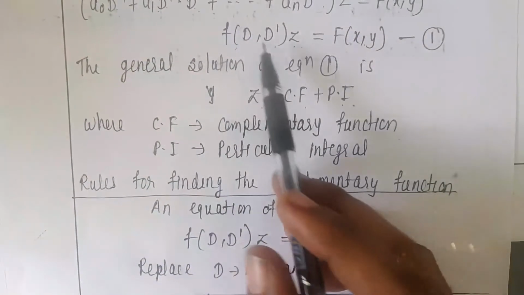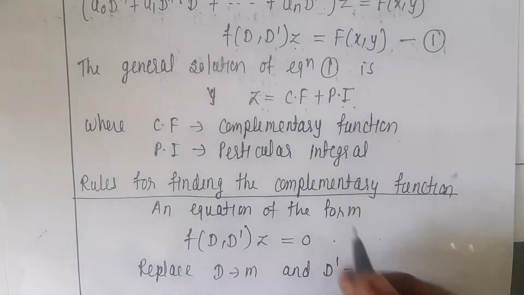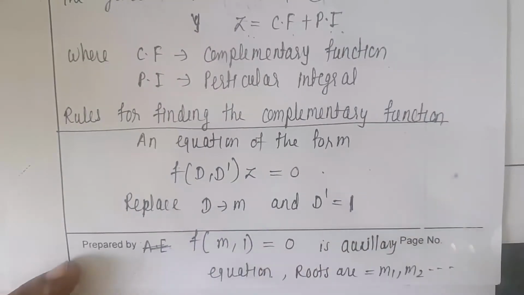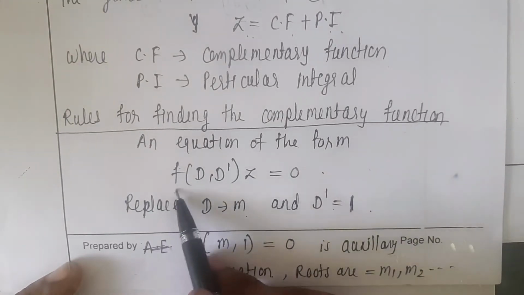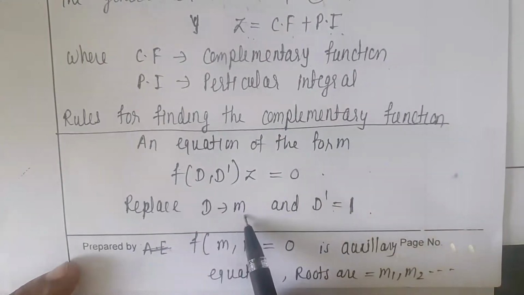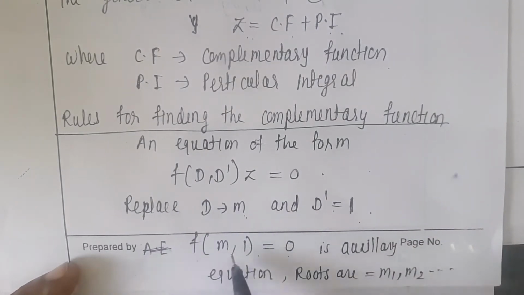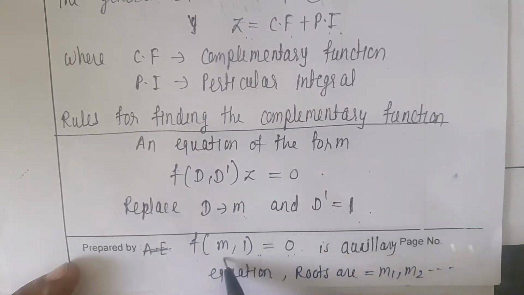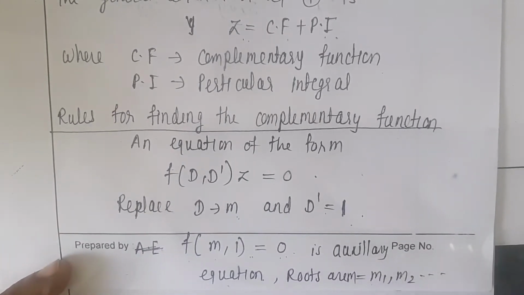First we consider this F(D,D') and equate it to 0. So we get auxiliary equation here, by replacing D by m and D' by 1. So this is an equation for finding out complementary function. In this equation replace D by m and D' by 1 and equate it to 0. So it becomes F(m,1) is equal to 0. This equation is called as auxiliary equation. By using this equation we get roots, that is m is equal to m1, m2, m3 and so on.